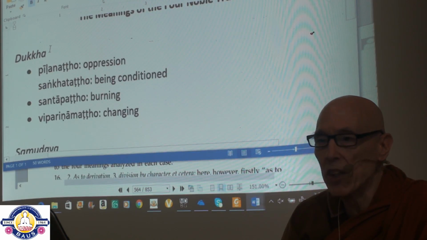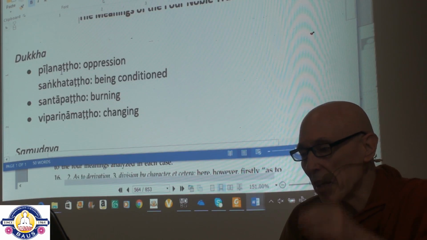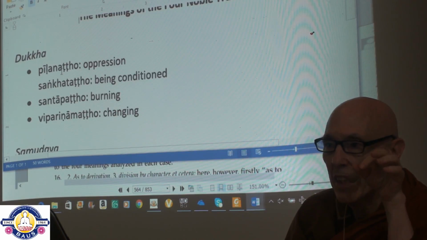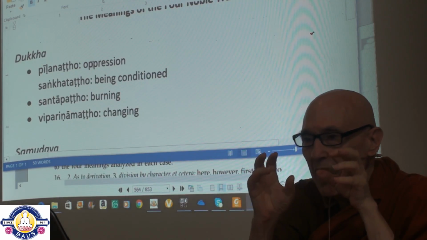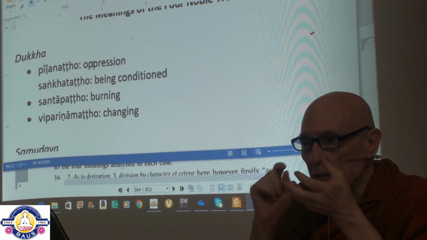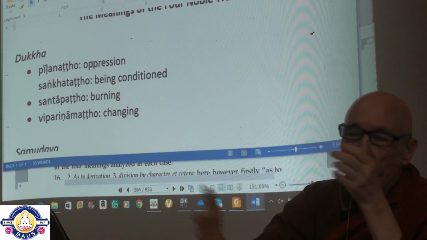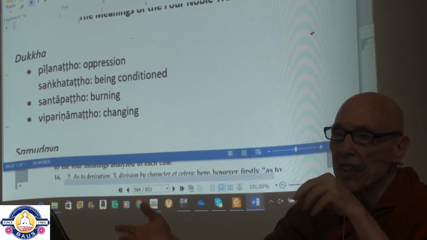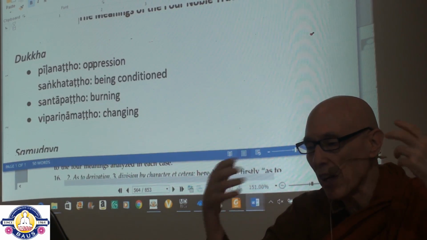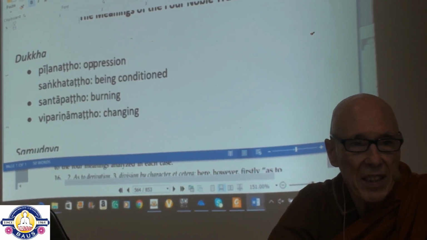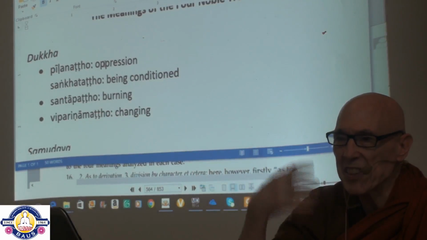Okay, so first for the noble truth of suffering, the truth of dukkha. One of these meanings is pilana. Pilana means oppression. The fundamental idea here, in the way the fact of dukkha is often explained, is being oppressed by all of the different types of dukkha that are enumerated: birth, old age, sickness, death, and so on. All of those are felt as a kind of oppression. Or even, we could say it's a kind of hurting.